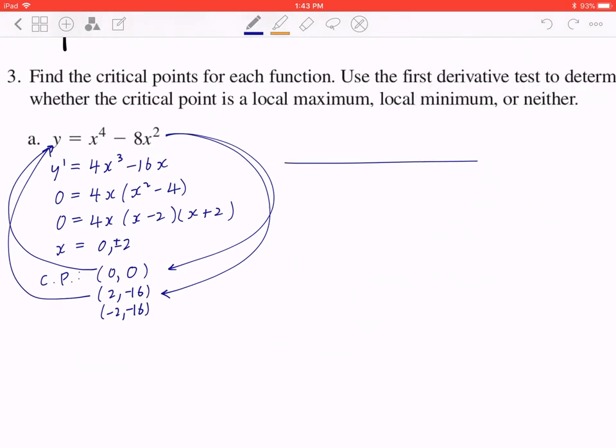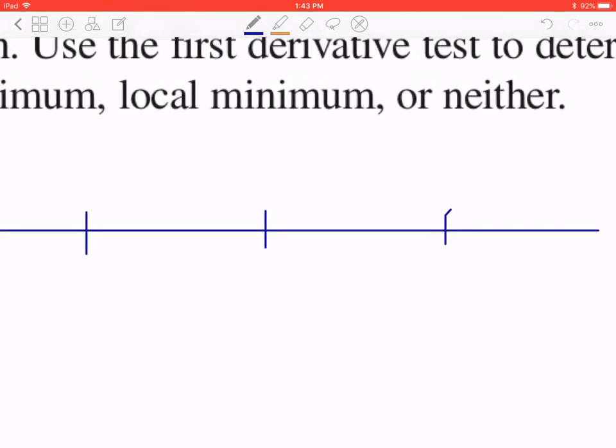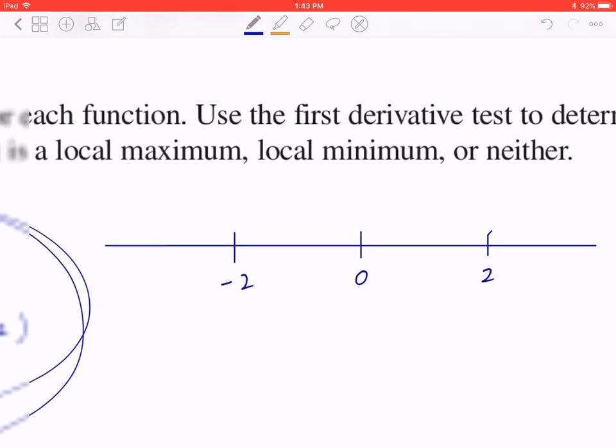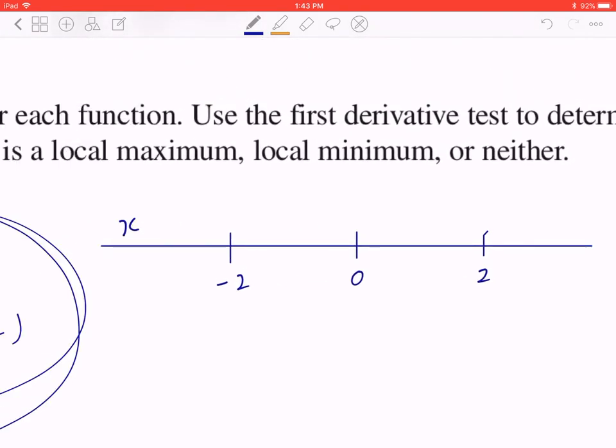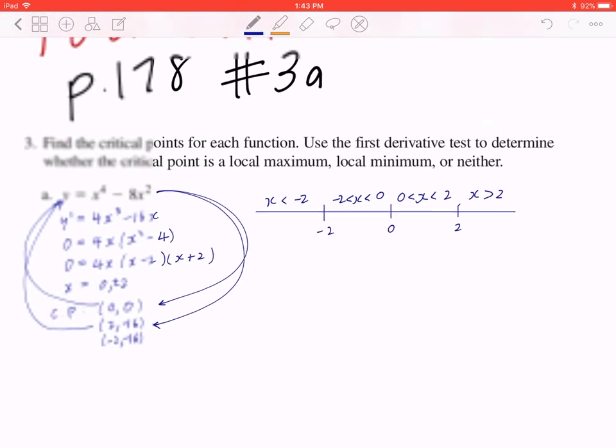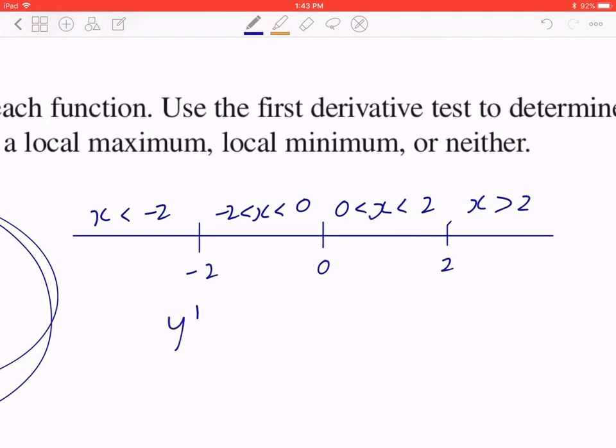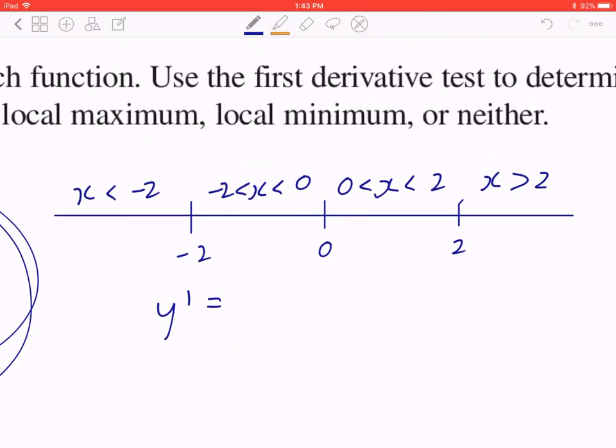Now, in order to find out if they're max or min, you have to figure out the increasing and decreasing by drawing a number line. And again, you want to put them in sequence, starting with negative 2, 0, and 2. Now, the slower method, of course, is you plug in these numbers. For example, when it's less than negative 2, when it's in between negative 2 and 0, when it's in between 0 and 2, when it's greater than 2. And there's nothing wrong with that. This works perfectly fine. You can still plug it back to y prime, which would be 4x times x minus 2 times x plus 2.